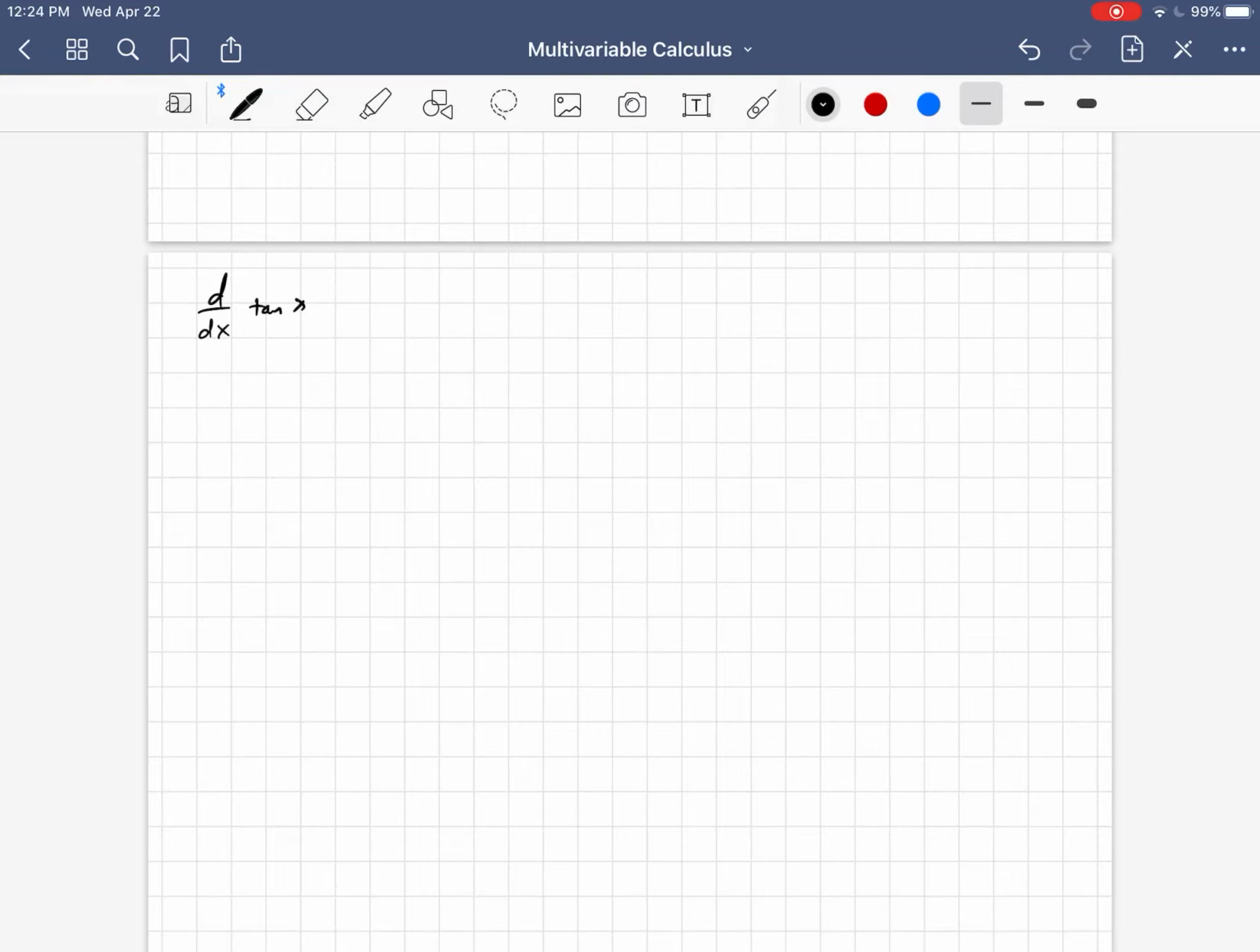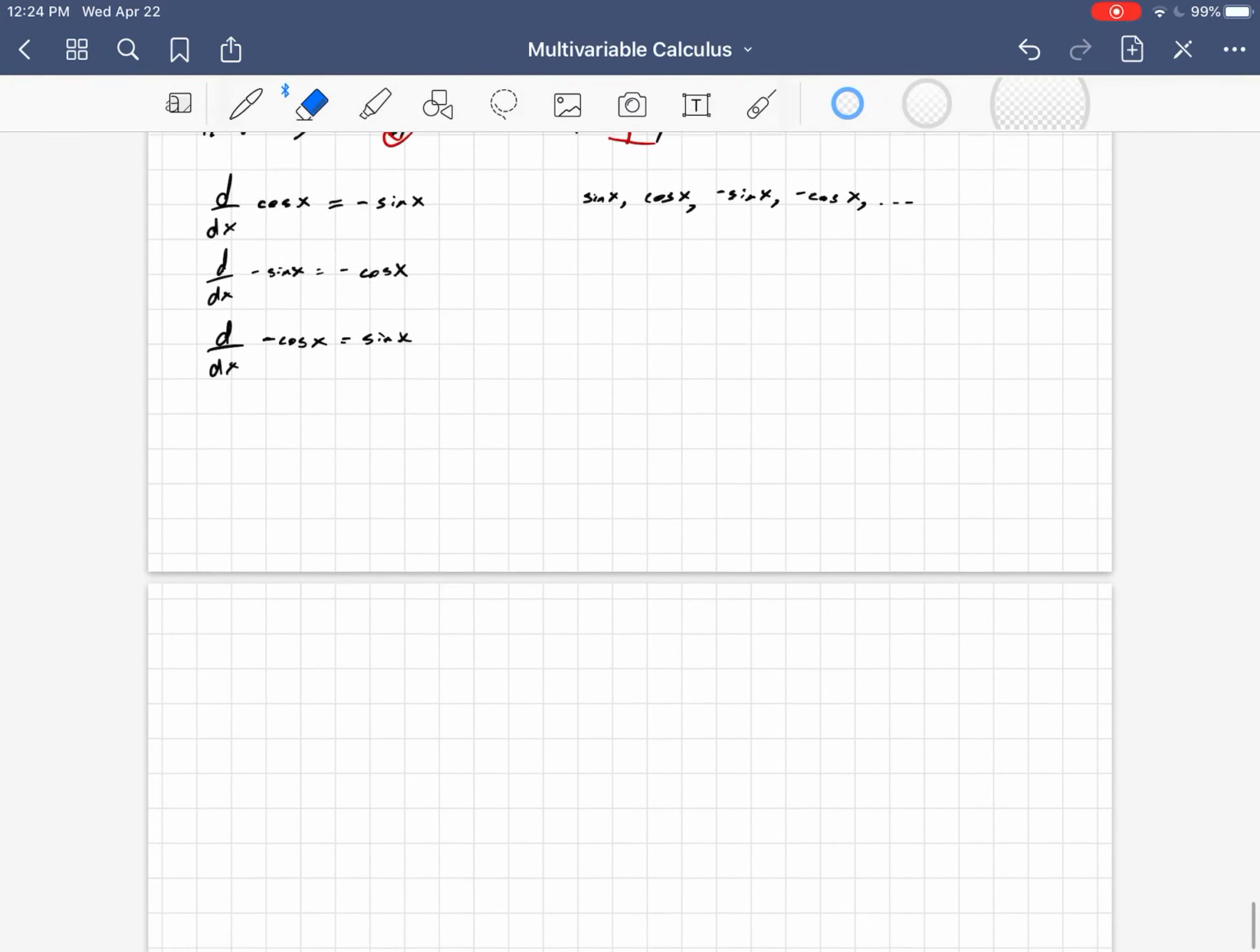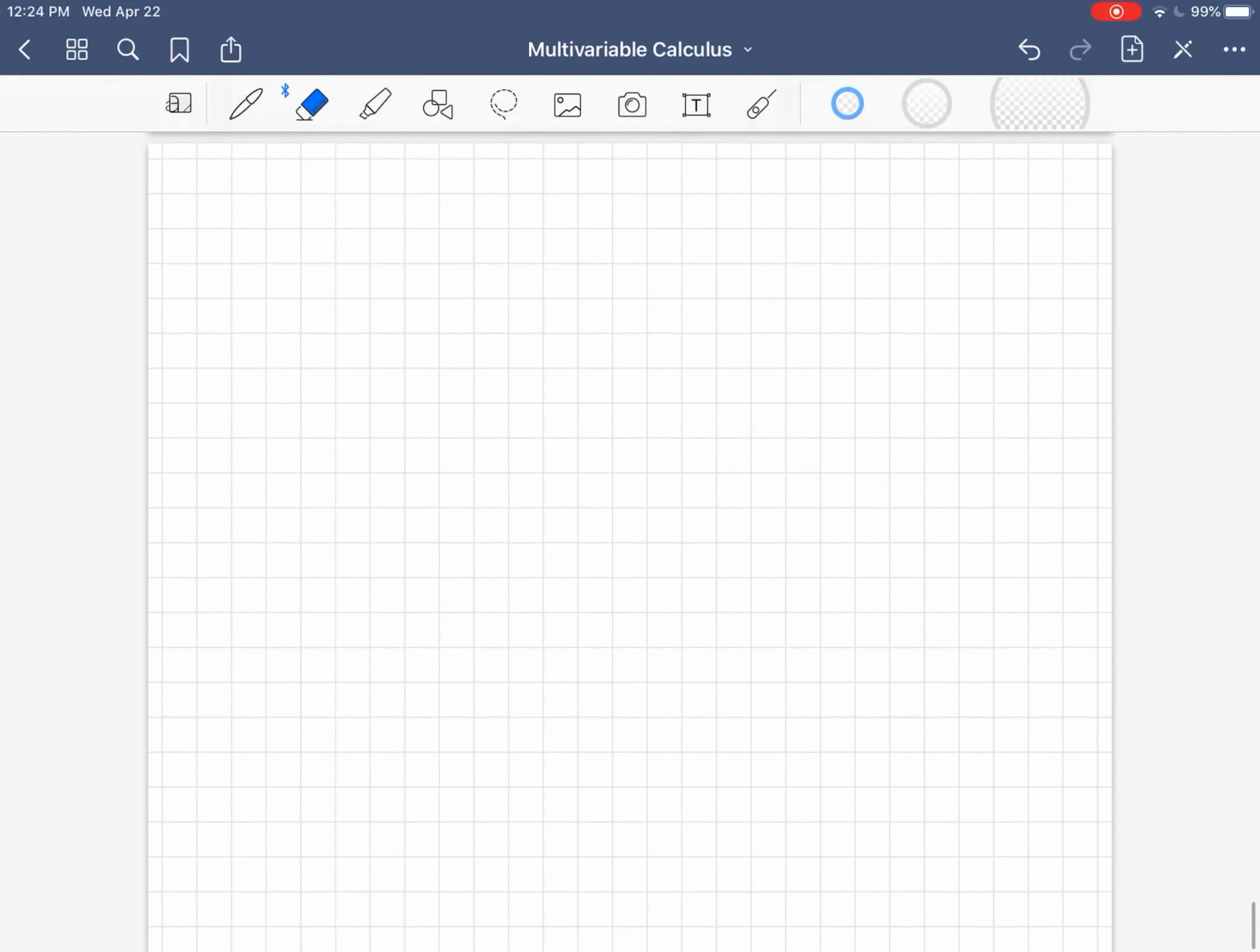Okay. Now let's see if I can remember how to do this one. We'll do the derivative with respect to x of the tangent of x. No, I'm not going to be able to do that one now.